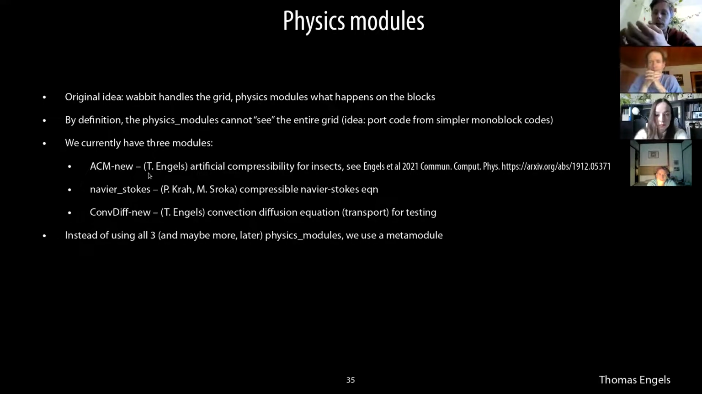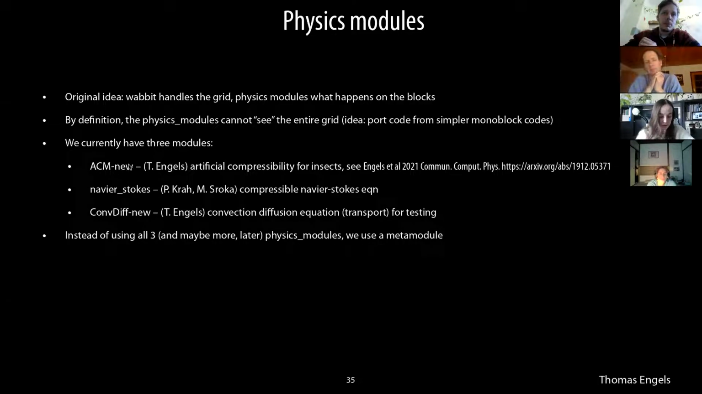Good news. As I said, WABBIT is separated into WABBIT itself and the physics modules. That's how it's called in the code. The idea is WABBIT handles the grid, the topology, and so on, MPI, and the physics modules decide what happens on the blocks. So this means, by definition, the physics modules cannot see, in some sense, the entire grid. Why we did it is, the idea is that you can take existing codes that someone has developed in the past on monoblocks and simply add them to the code. Currently, we have 3 of them.